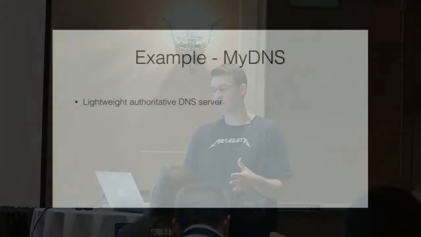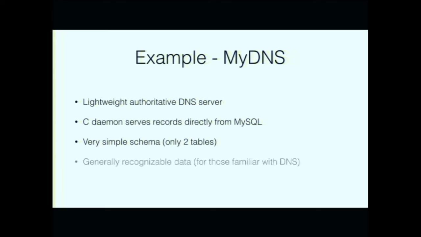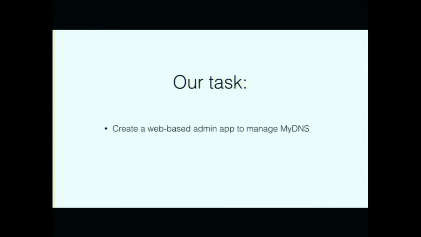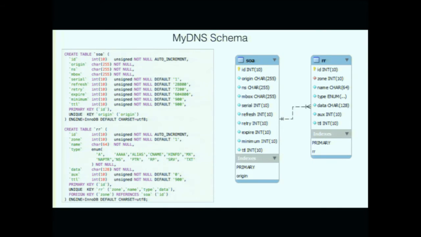It's simply a lightweight authoritative DNS server. It's just a little C daemon that's designed to serve records directly from MySQL. It has a very simple schema, which is a good place to start. There's only 2 tables. And also there should be generally recognizable data for people that are familiar with DNS, which I think most people will be, but if you're not, it doesn't matter. So our task is we're going to create a web-based admin app to manage MyDNS. So let's start by looking at the MyDNS schema. Like I said, it's very simple. There's 2 tables. Here are the create table statements. Here's what that looks like as an entity diagram.